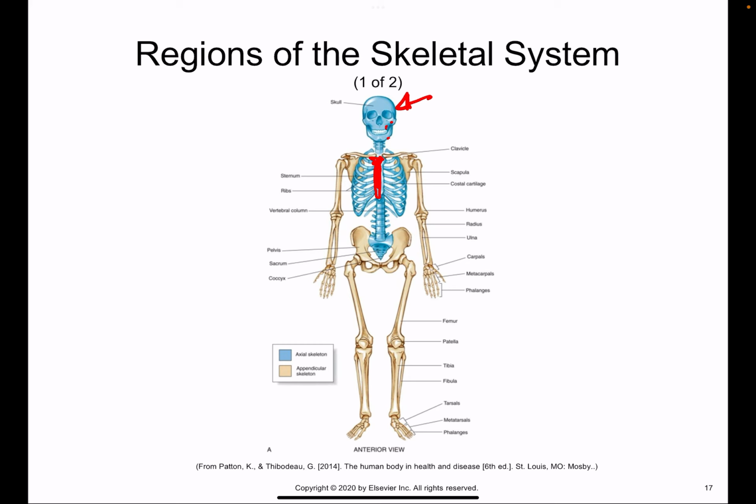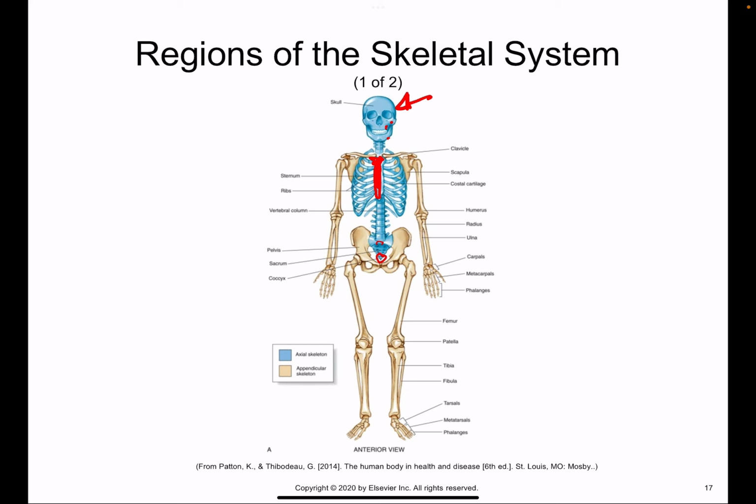Now, for the regions of your skeletal system, in the axial skeleton, we already went over it. We have the skull, the sternum, the ribs, the vertebral column, and the sacrum, as well as the coccyx. Coccyx is this little bone right here, sacrum right there. However, in our appendicular skeleton, we are going to include joints in this area that are responsible for movement.